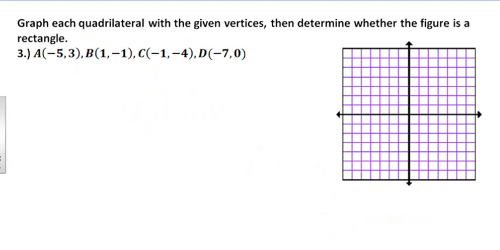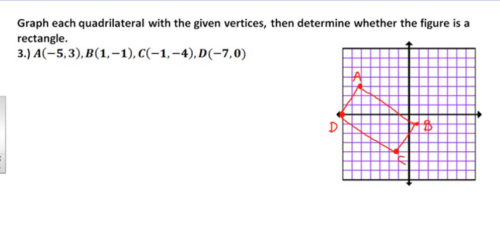In example number 3, we want to graph this quadrilateral and determine whether or not it is a rectangle. Let's start by just graphing our points. Point A is at -5, 3. Point B is at 1, -1. Point C is at -1, -4. And point D is at -7, 0.